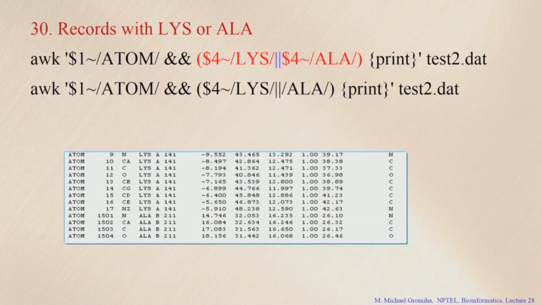Now, it is also possible to give either or. We can see the records with either lysine or alanine, right. So, here we give the information $1 is atom, because we need the atom records, and $4, because here is the one we give the residue name, should be lysine, this is the symbol, right, or $4 is alanine, then you print, right. So, then we can see the records with alanine or with lysine.